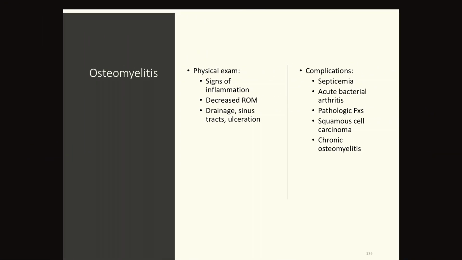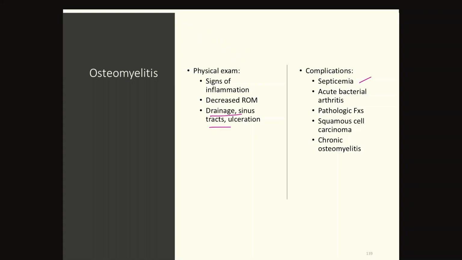What do you see on physical exams? Signs of inflammation, decreased range of motion in the area of the infection, drainage, sinus tract ulceration on the skin where the infection is. If the infection is in the leg, they're not going to have an issue in their upper body. It's all localized to that area.